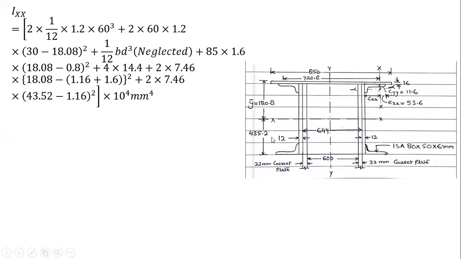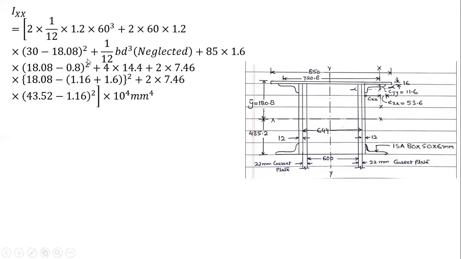So h bar is how much? This half is 30 here. 30 minus, so this CG is 30. The other distance is this one, how much? 180.8, that is 18.08. So 30 minus 18.08 whole square. So this is the moment of inertia about CG from here to here, 1 by 12 BD cube, and this is by parallel axis theorem, that is your area times h bar whole square.